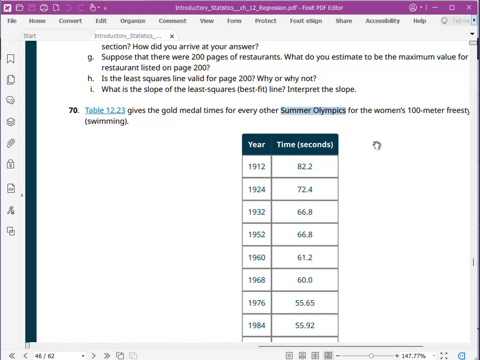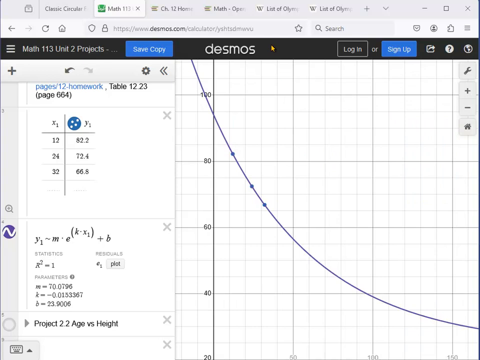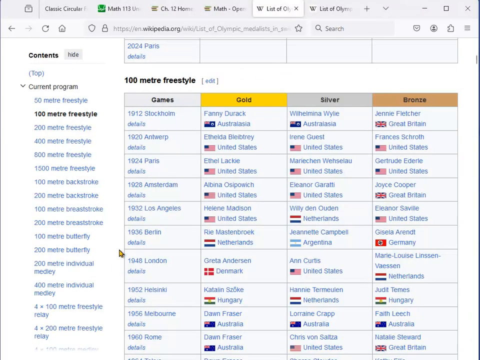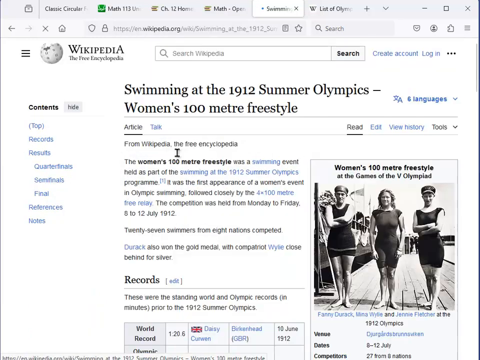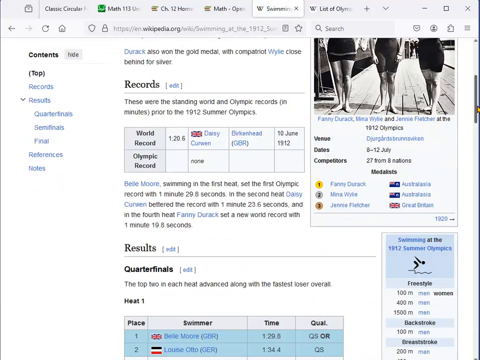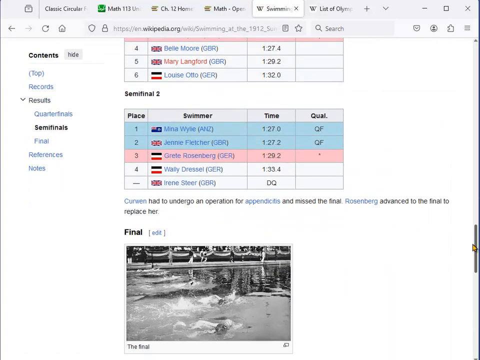There are the recorded times for the Summer Olympics, and one of the places to check is actually Wikipedia. Here it is. So here for 1912, unfortunately they didn't put the times up front here, so when I click on details from 1912, there they are. And I'm going to scroll all the way down to the finals.